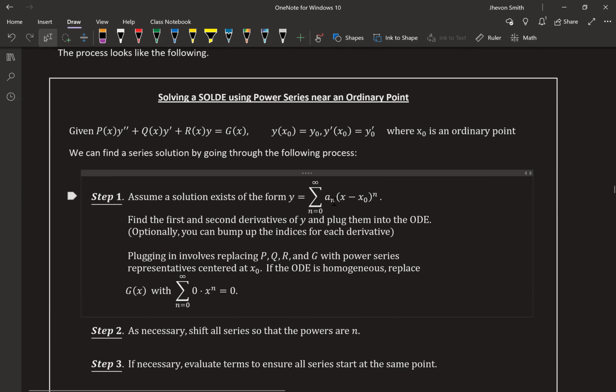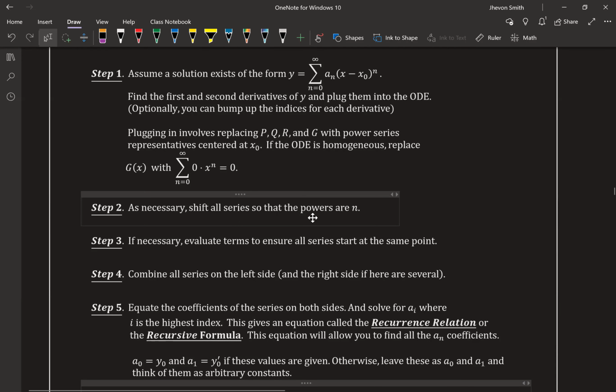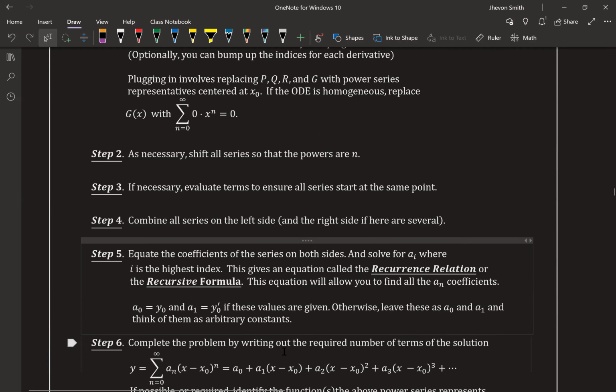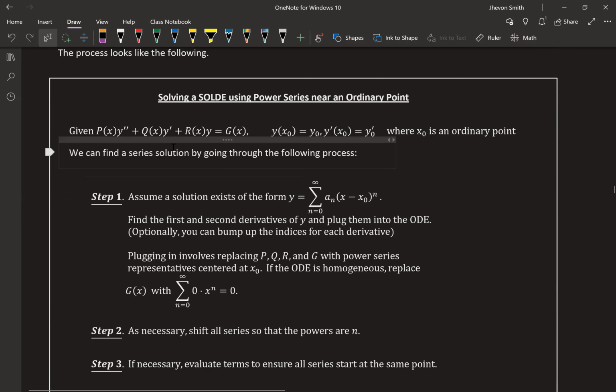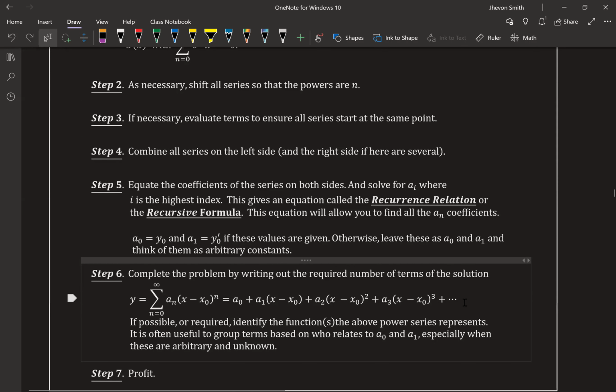You basically assume a solution looks like this. You're going to differentiate and plug into the ODE. You're going to make all the necessary shifts and make all the necessary evaluations, so all the series involved start at the same point. You're going to combine all the series. You're then going to equate the coefficients on both sides to obtain something called a recurrence relation. Using that, you're going to be able to find an equation to find all the a_n's. Once you find all the a_n's, you just plug it into the series version of your solution, and then you profit. You can say what the answer to that is.